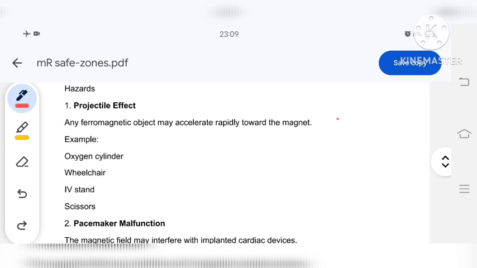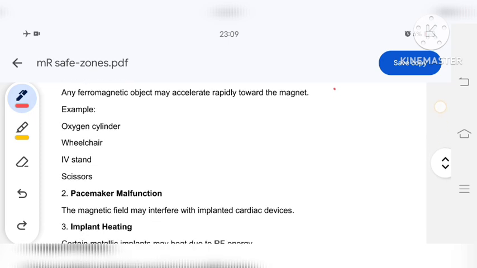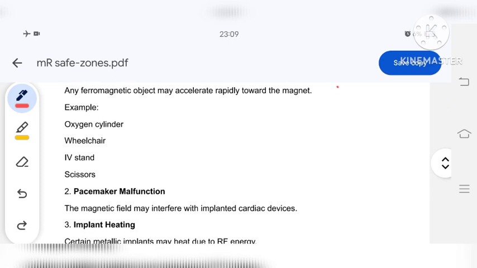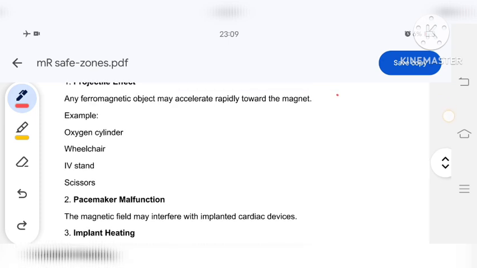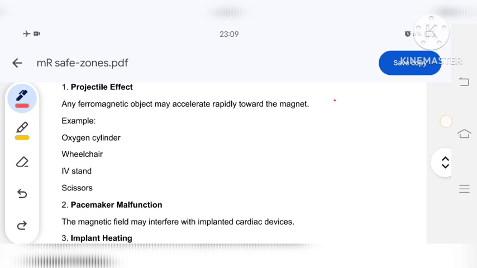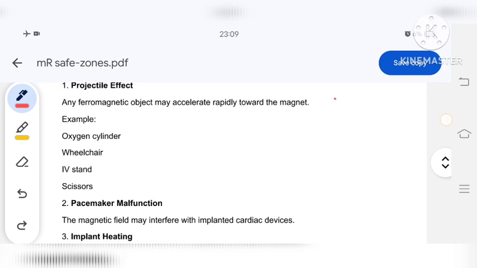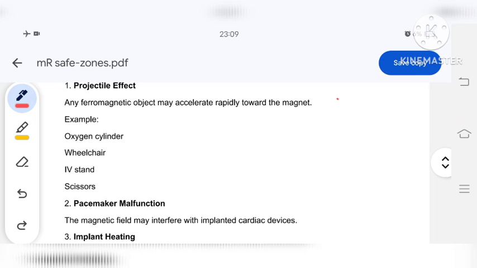Any ferromagnetic object may accelerate rapidly towards a magnet. Examples: oxygen cylinder, wheelchair, IV stand, scissors, etc. Sharp metallic objects must be avoided in this region, otherwise they will become projectiles towards the main magnetic bore.